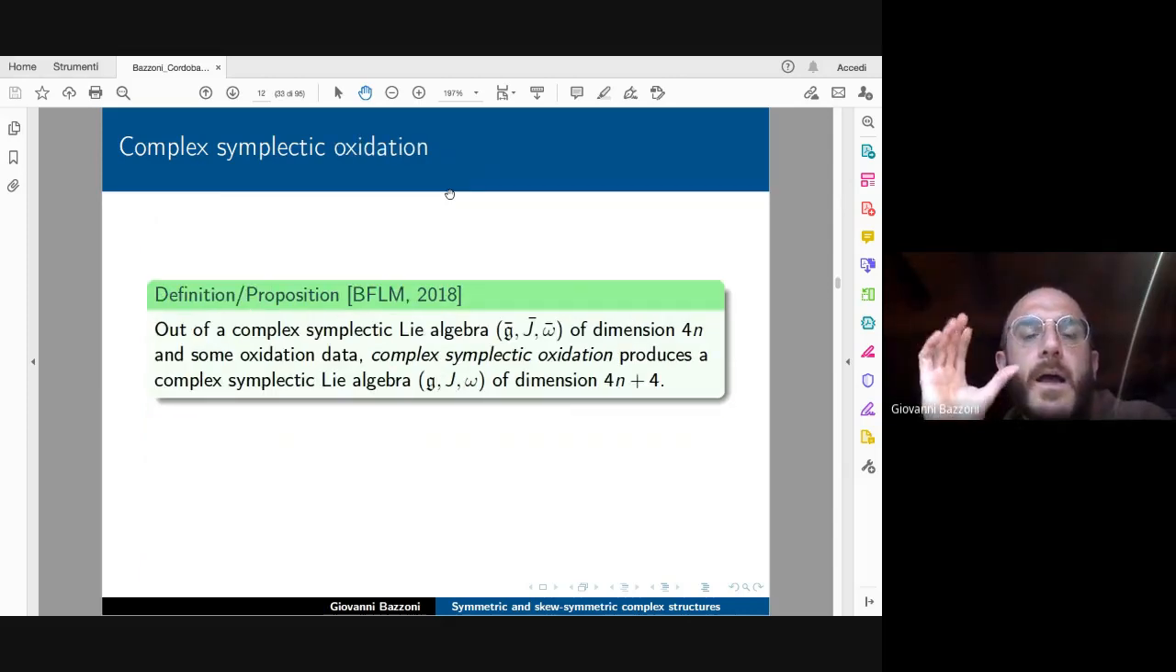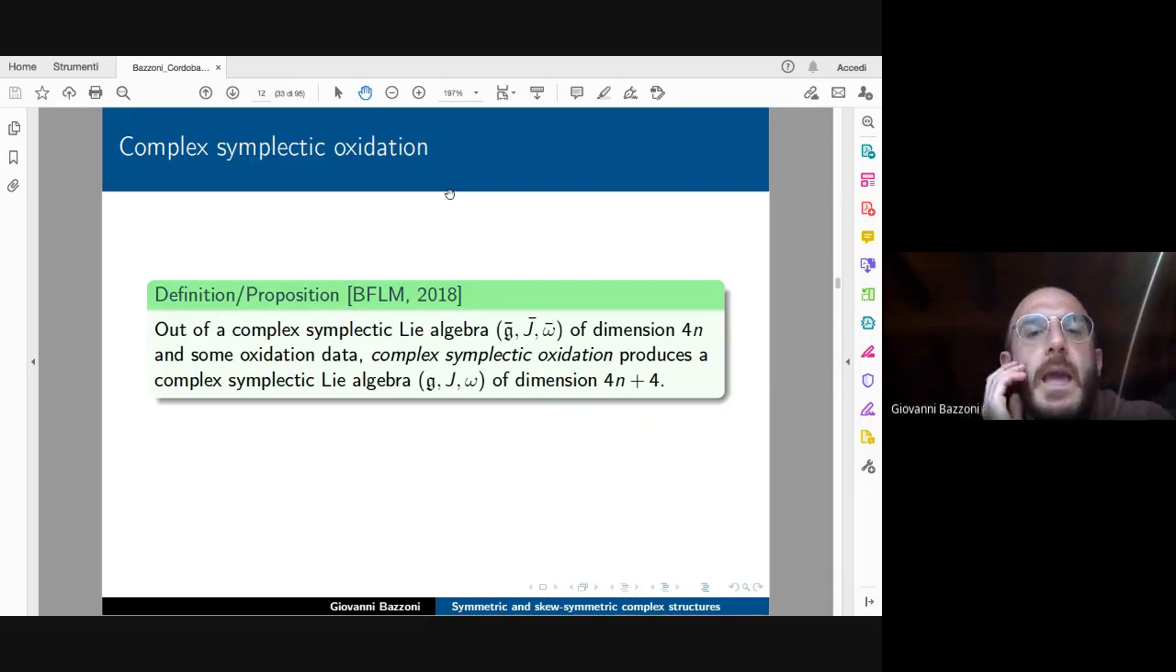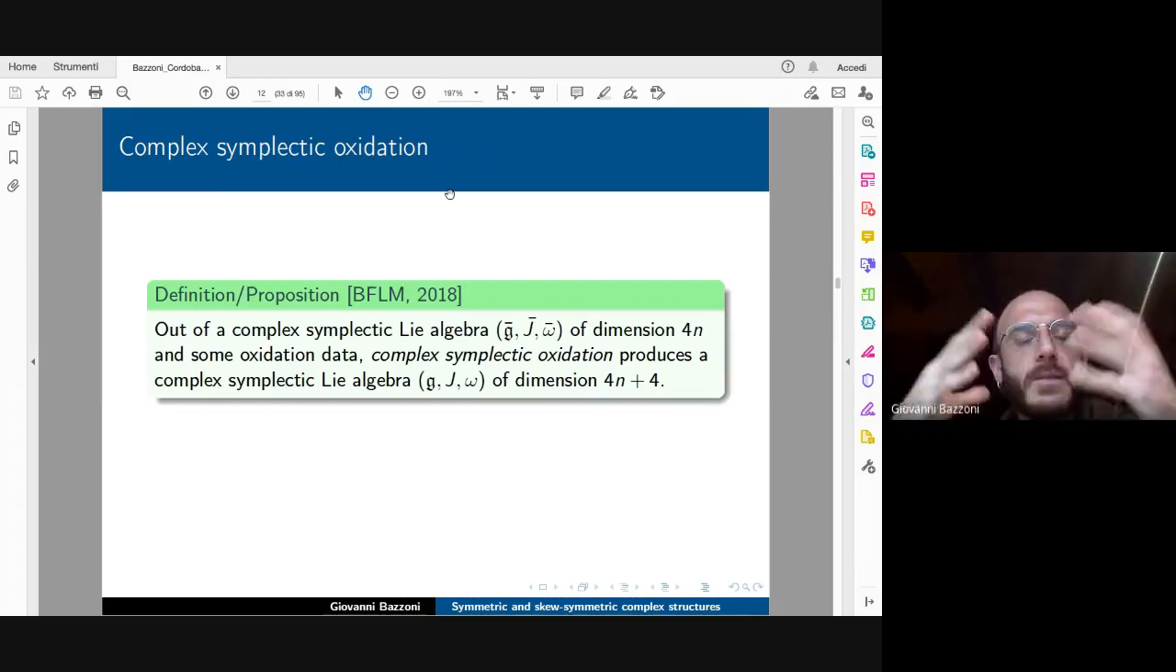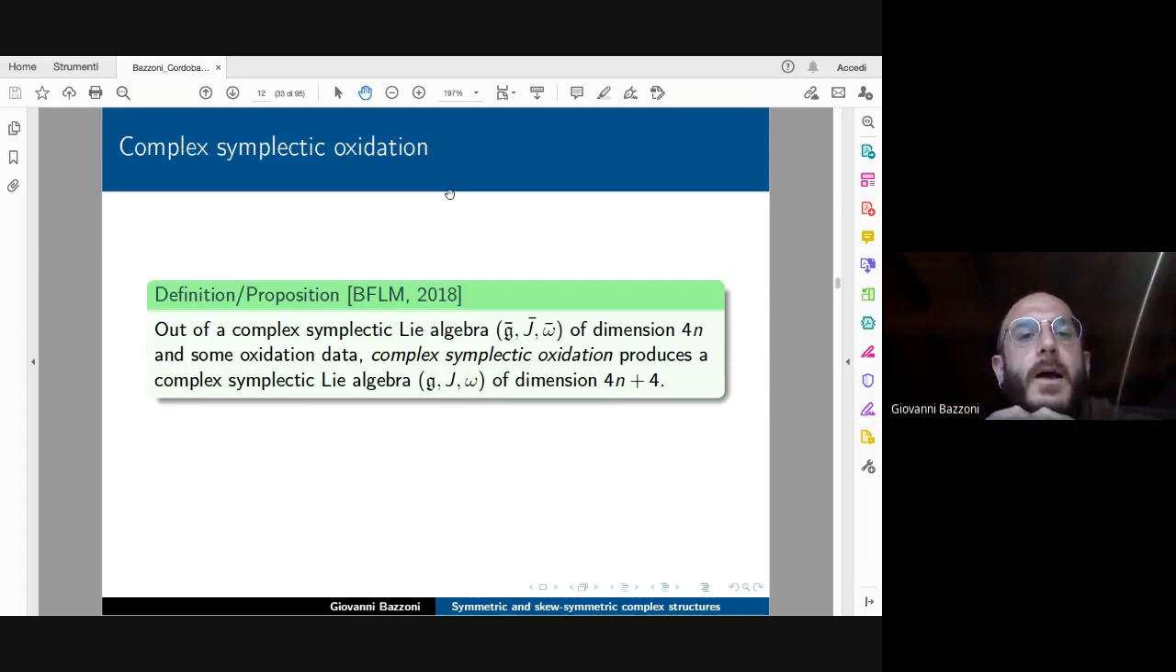Okay, so reducing means basically going down the dimension. And now we show that we can also invert this construction. And since in chemistry, oxidation inverts reduction, we're not the first ones, but we call this construction complex symplectic oxidation. I don't want to enter into details because it's quite involved. It's not difficult, but it's quite involved.